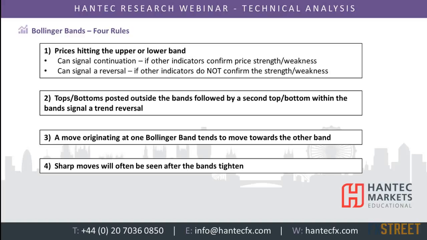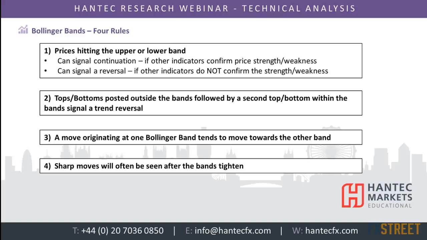Yes, that is what I look at. Okay, so number 2, tops and bottoms that are posted outside the bands, followed by a second top or bottom within the bands, signal a trend reversal. Now, this ties in with the concept of reversals, which I will talk about in a bit. Number 3, a move originating at one Bollinger Band tends to move towards the other band.